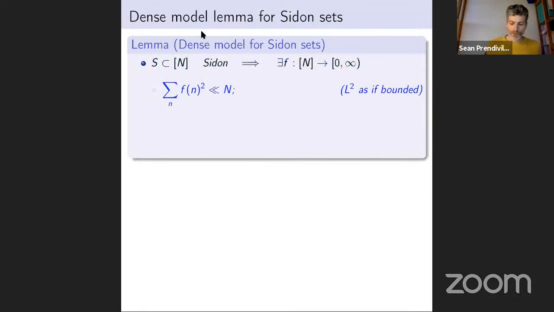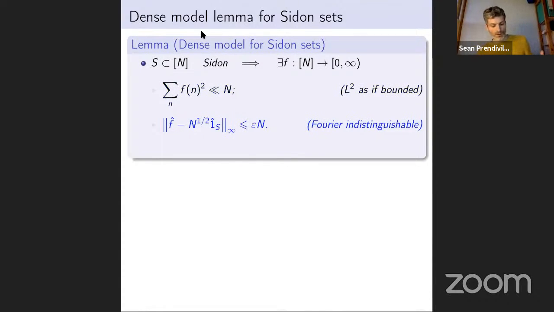What do I mean by that? As a first approximation, you can just think of this function f as the indicator function of a dense set. It's not that, it's a more general thing, but it behaves like the indicator function of a dense set. So why does it behave like that? Well, its L2 norm is like the L2 norm of an indicator function. If you looked at the L2 norm of an indicator function, this is essentially the cardinality of the set. And if your subset is contained in the interval, this is at most n. So our proxy behaves in a similar manner.